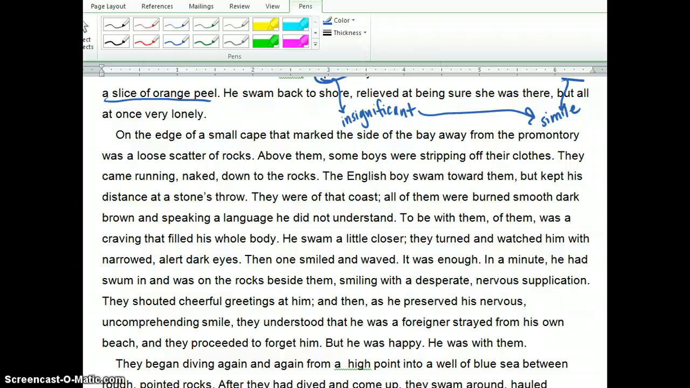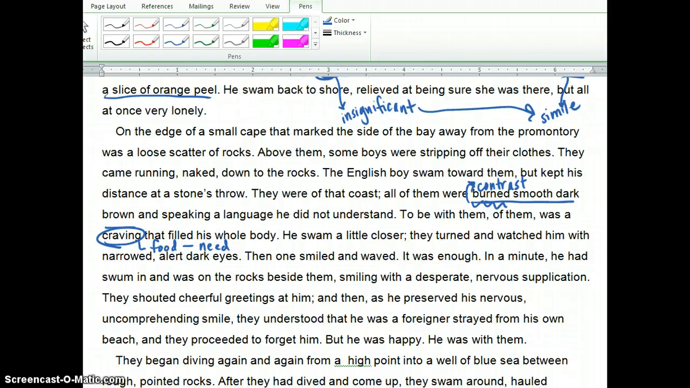Here what stands out to me is her description of the burned, smooth, dark brown to describe their skin. For me, that's imagery which we haven't talked a whole lot about, but we did discuss the mother's white arm. So here, her word choice emphasizes the idea of heat and darkness compared to the whiteness of his mom. I also make note of the noun, craving that filled his whole body. A craving is usually something that's associated with food, but it also becomes a need. Okay, something that you've just got to have. It's interesting that it's a craving for him to be with these other boys and away from his mom.